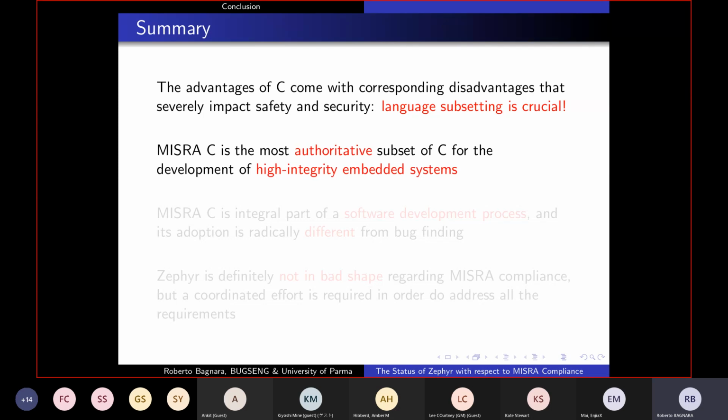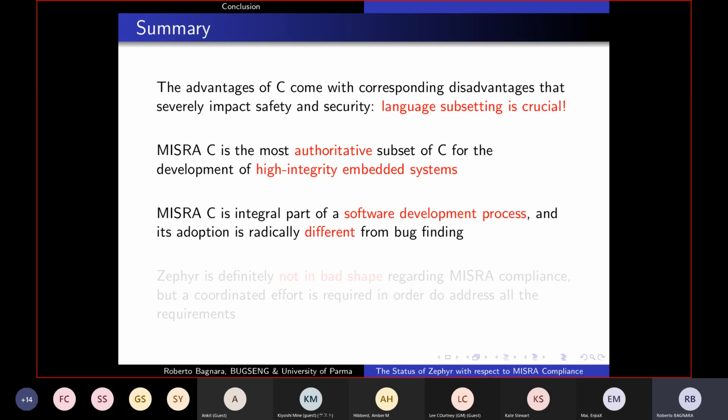And MISRA C is the most authoritative subset of the C programming language for the development of high-integrity systems. And what is important to be understood is that MISRA C is an integral part of a software development process, and the adoption is completely different from bug finding.